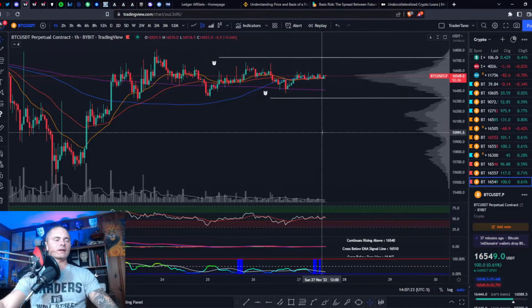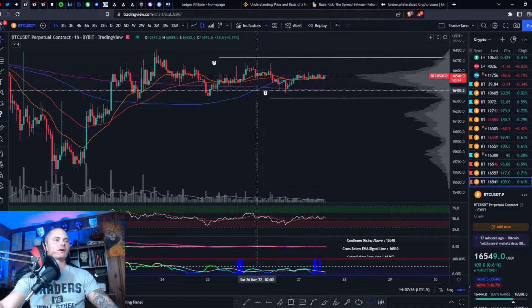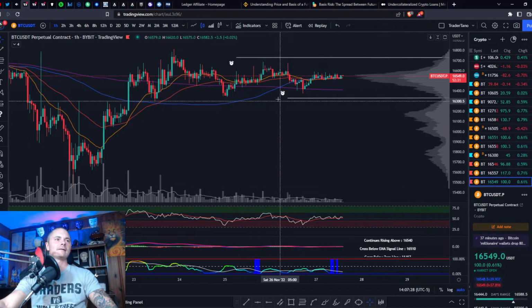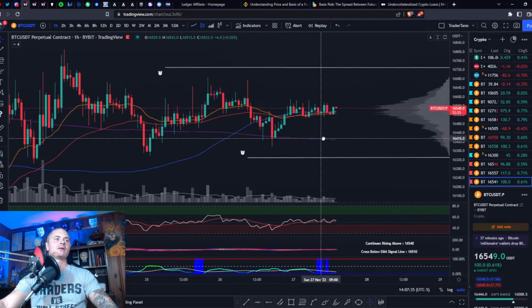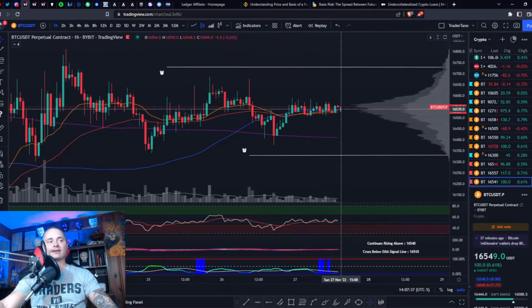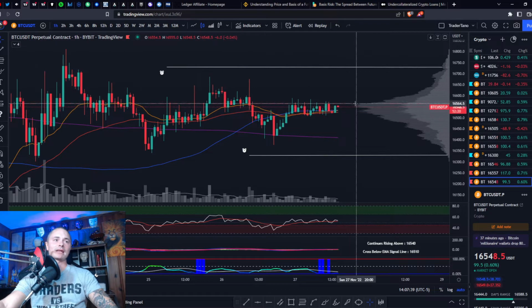All right, so here we go. We have Bitcoin here on the 1 hour. As you see, your moving averages have converged up against each other. I mean, they are tight right now. Whichever way these fan out is going to decide the true trend.